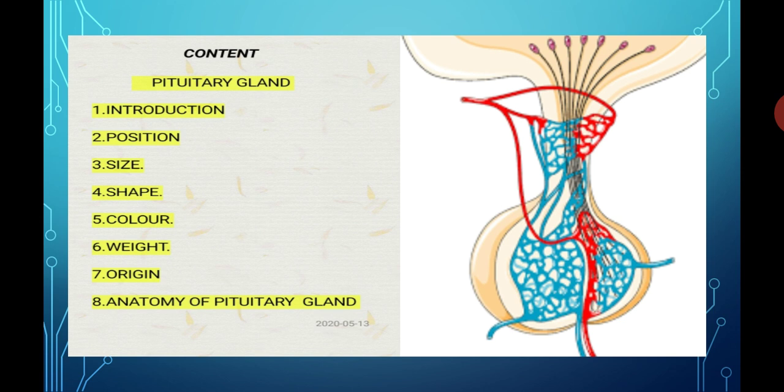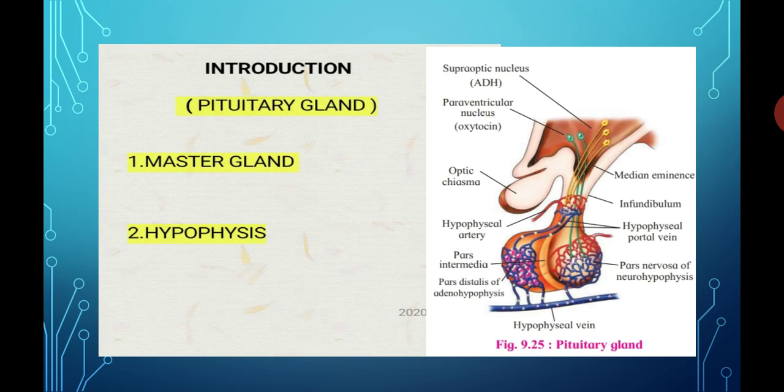So we start with our point number 1, that is introduction. Introduction related to the pituitary gland. Students, the pituitary gland is also known as a master gland. It is known as a master gland because it controls the secretion of all other endocrine glands, so the name master gland is given.